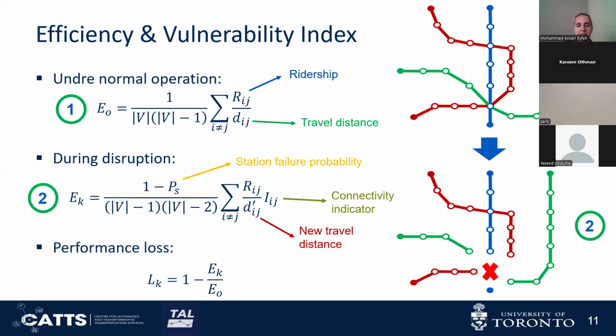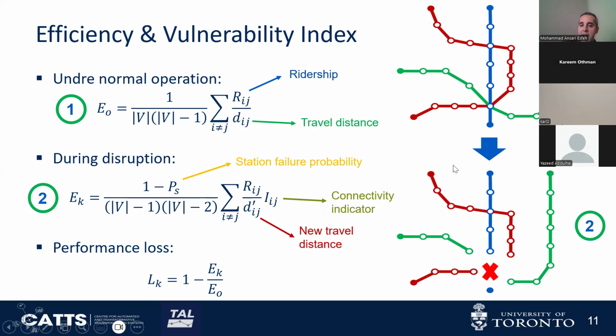We also have this connectivity indicator, which is 1 when the OD pairs are still connected, and 0 when we lose the connectivity between the OD pairs. We combine those with the station failure probability that we discussed to make it a risk-based approach. So we have the consequences right here, and the probability right there. And finally, we calculate the performance loss in terms of how much each incident degrades the performance of the network.